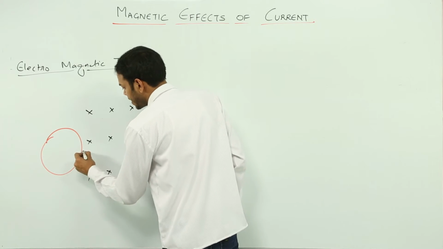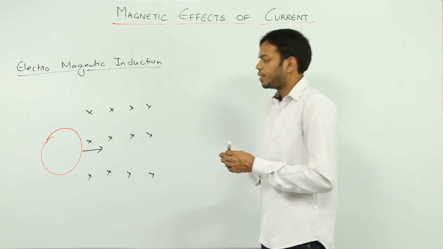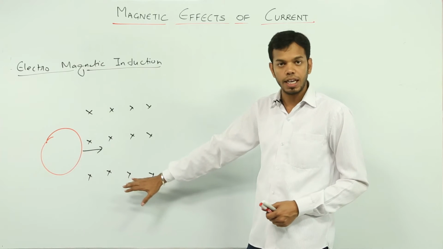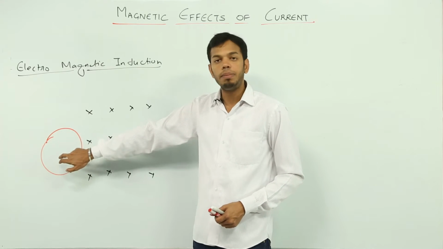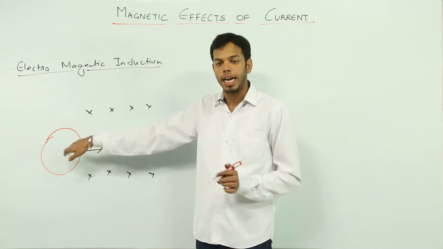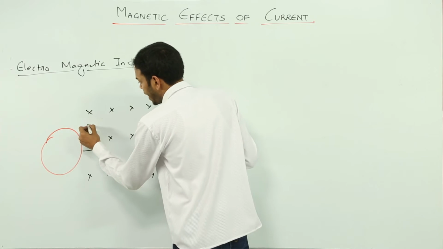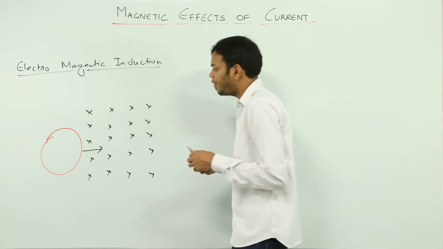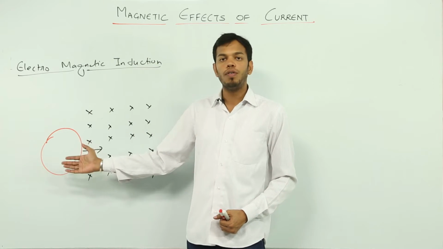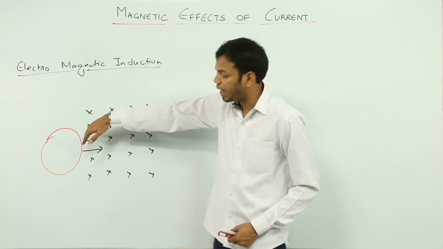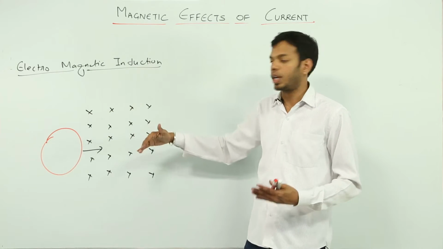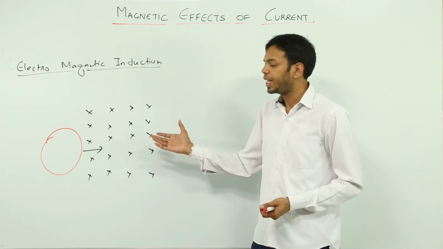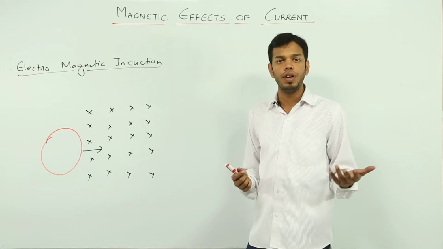I am bringing this inside the magnetic field. So initially when it is just outside this magnetic field region, there is not a single magnetic line of force which is passing through it, right? But as soon as it enters this region of magnetic field, what will happen? There will be a change in the number of lines passing through it. Initially 1 line will pass, then 2, 3, 4 and so on. I have represented just 4 into 5, just 20 lines, but actually magnetic lines of force are infinite, right?